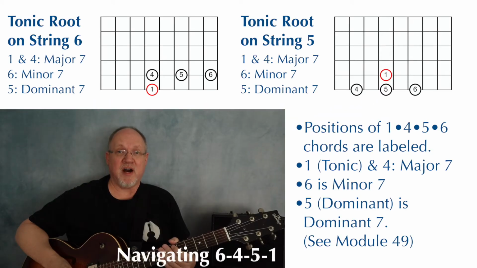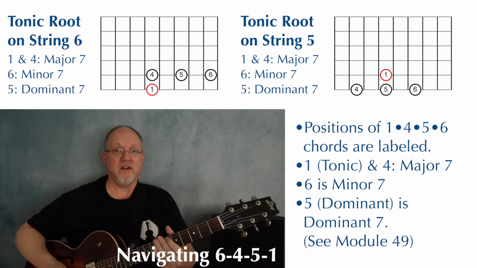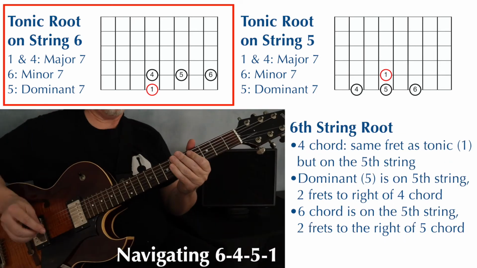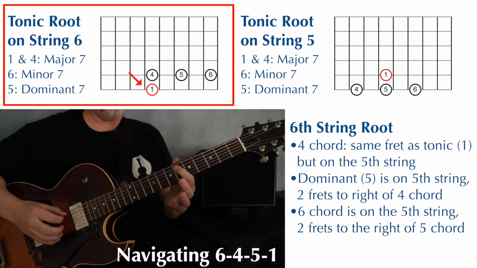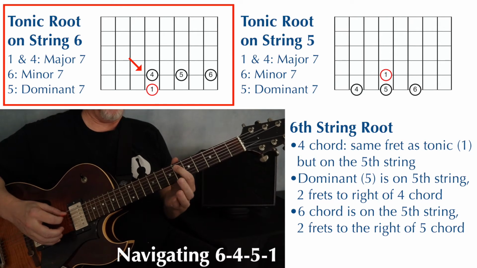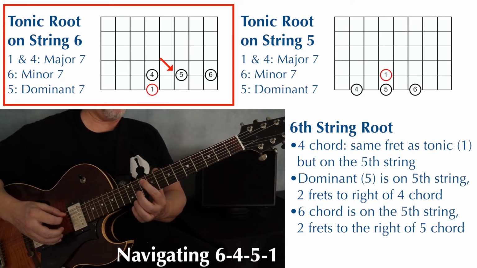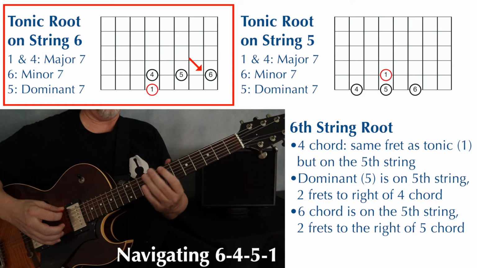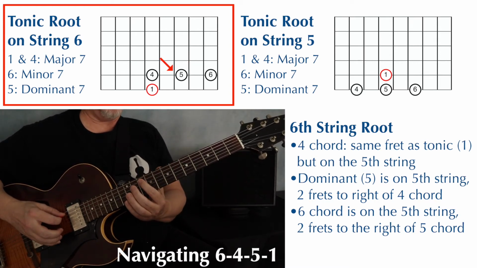The diagrams at the bottom of page 133 show how to find the root of the 4, 5, and 6 chords relative to the root of the 1 chord. So if the root of your 1 chord is on the 6th string, your 4 chord is going to be the same fret as your 1 chord, but on the 5th string. And then you just go up the same string 2 frets higher to find your 5 chord or your dominant chord, and then 2 frets higher than that to find the root of your 6 chord. So there's your 1, your 4, your 5, and your 6.